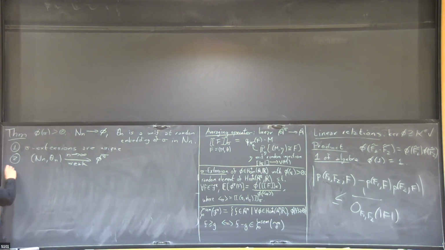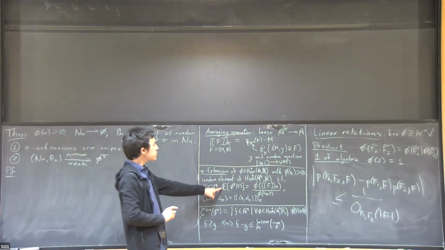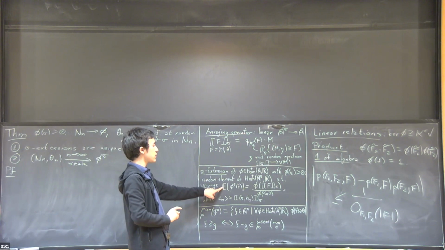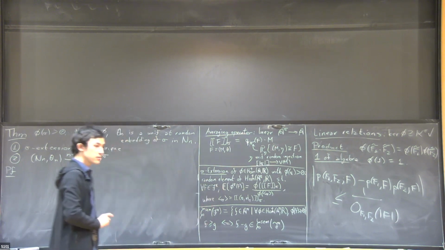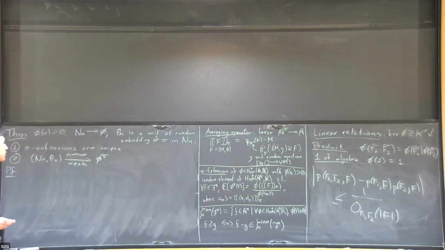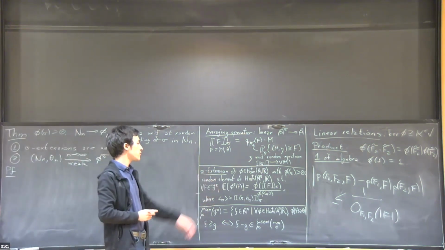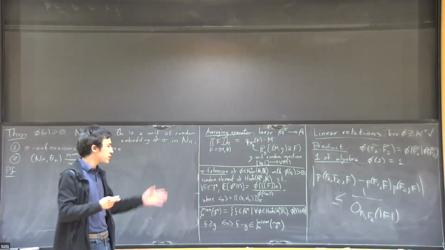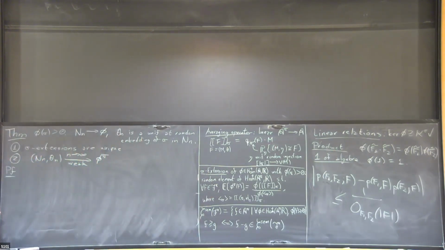Okay, so here's the proof. And I'm going to wave my hands a little bit again. Unique here means distribution unique, right? So if you choose a sigma extension, these are two random variables. They can be different, but their distributions are the same. And that's what we mean by unique.